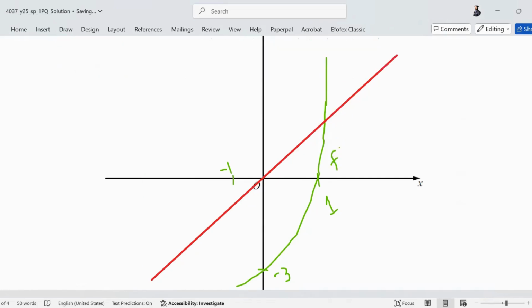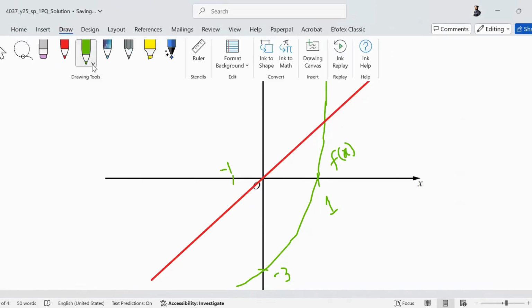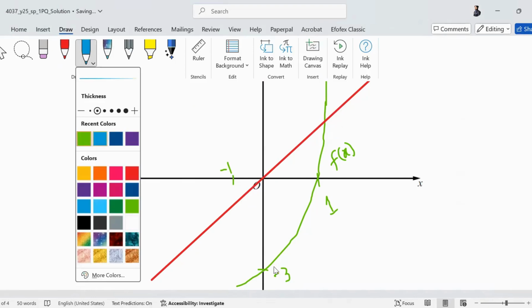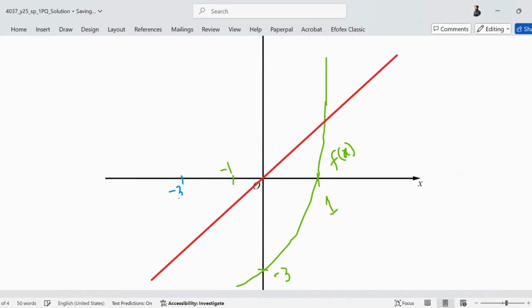This is my original function f(x), and the inverse will just be a reflection of this one. That means that if this was cutting at (0, -3), it will go to (-3, 0). And if this was cutting at (0, 1), it will become (1, 0). So something like this. They'll be crossing each other on this line. So this is a graph of the inverse of the function f.